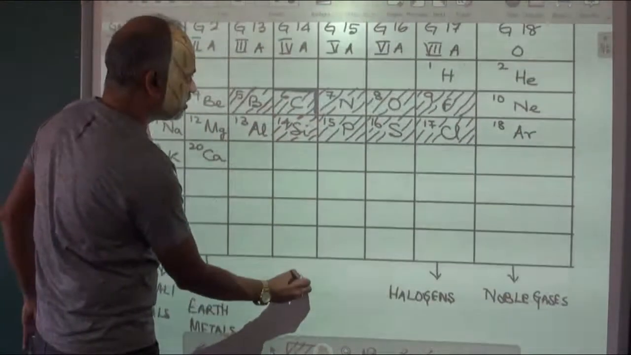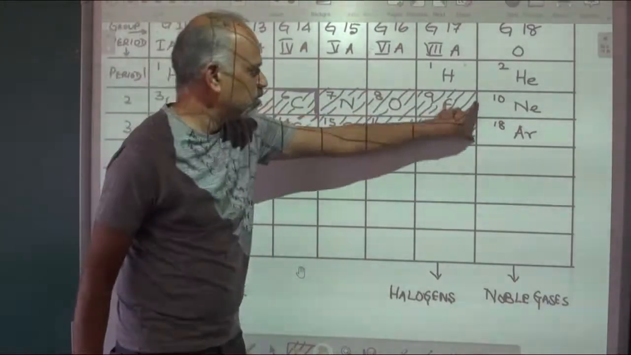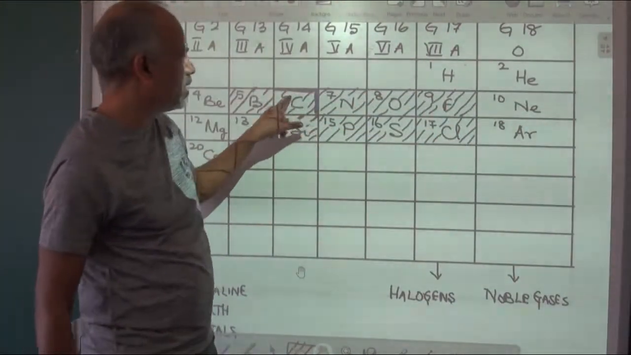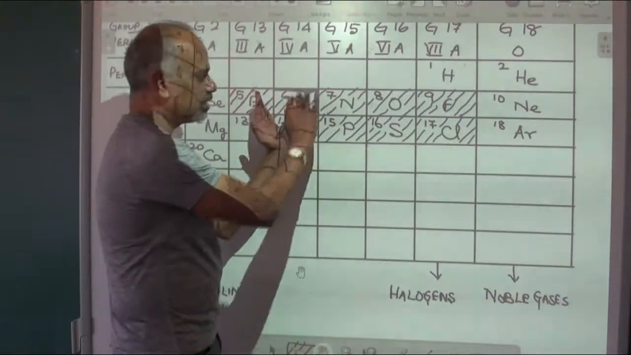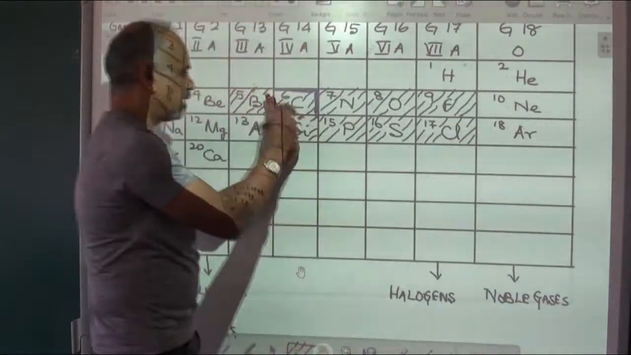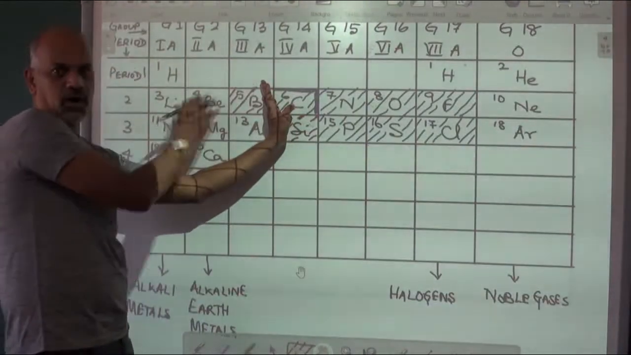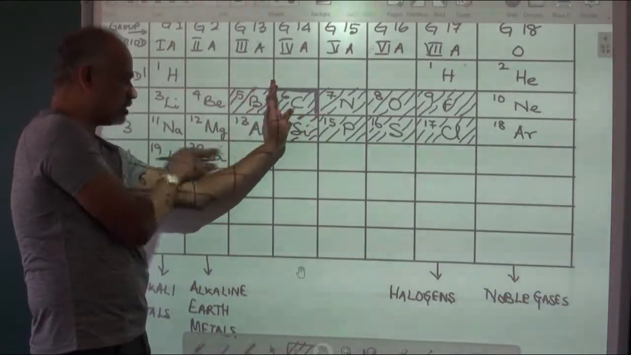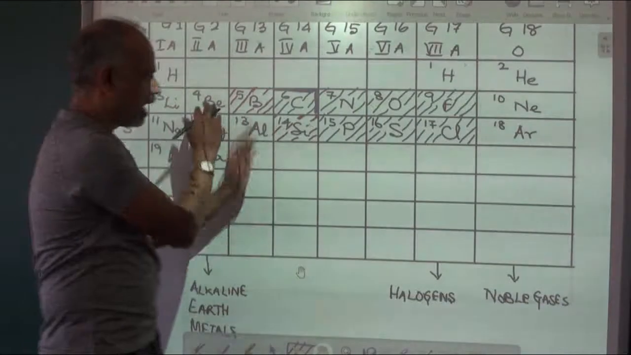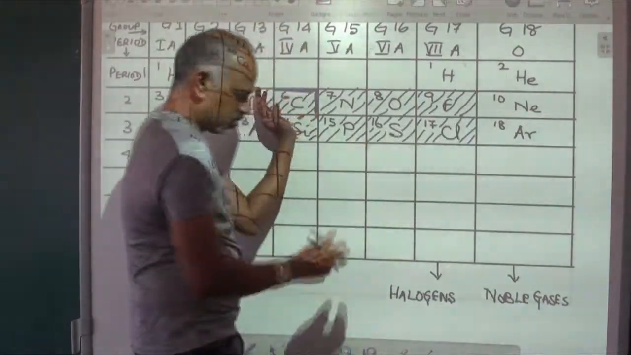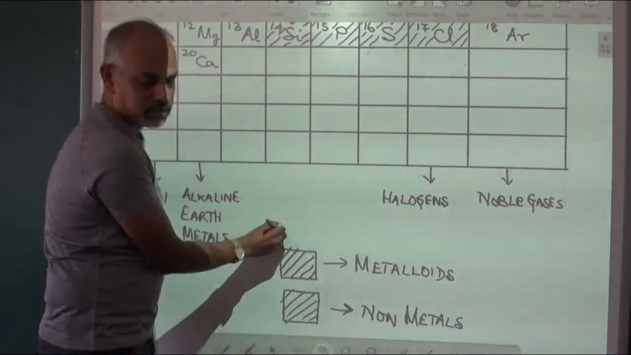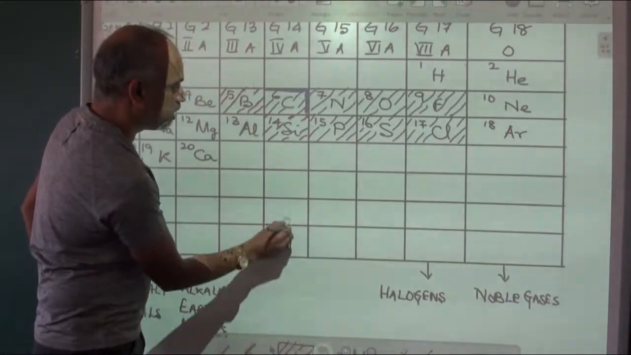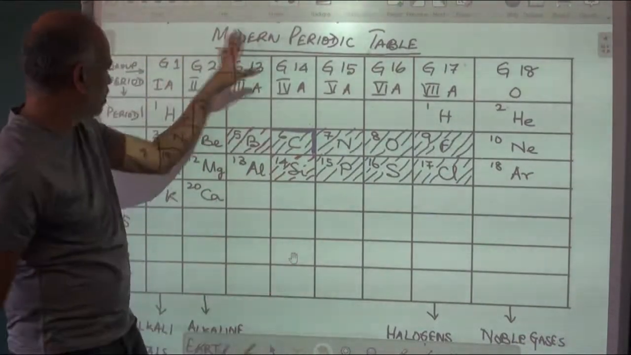And I have also shaded few of them blue, these. These ones lie on the other side of metalloids, therefore they are non-metals. Anything on this side of the metalloids are metals. These are all metals, and these are all non-metals. So the ones which are shaded blue are non-metals. So these are few things that you have to know about the modern periodic table.